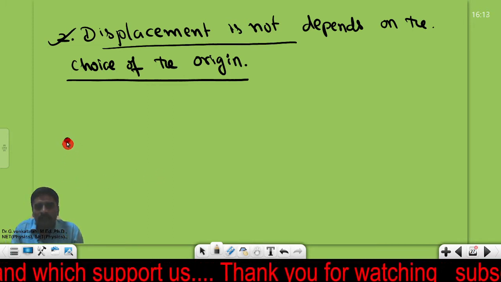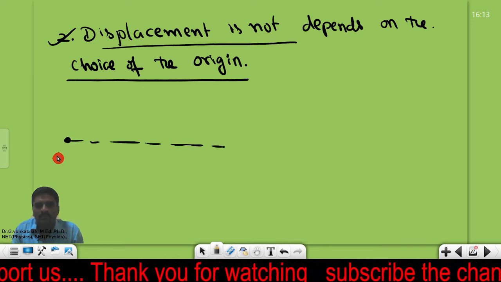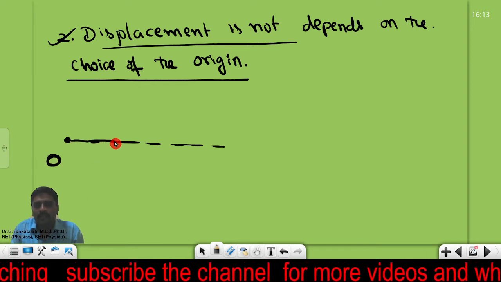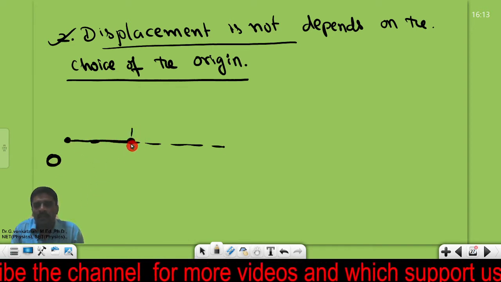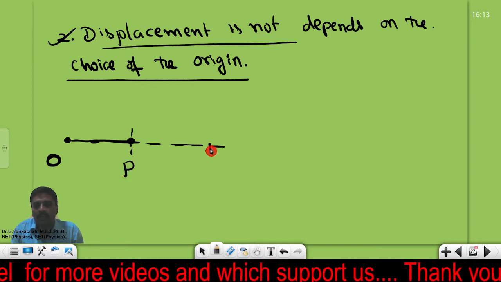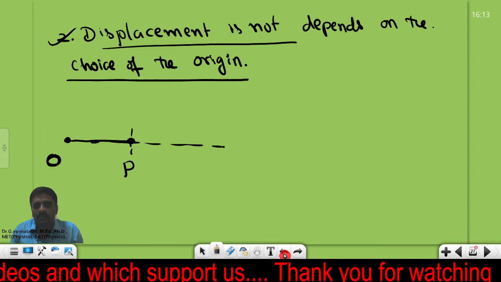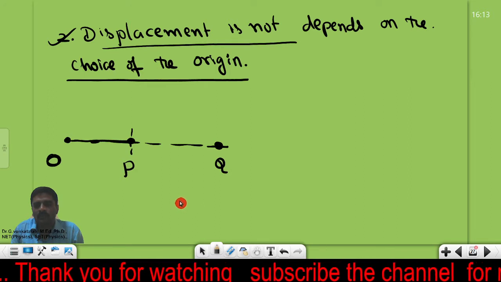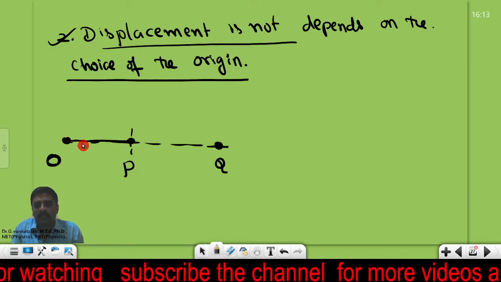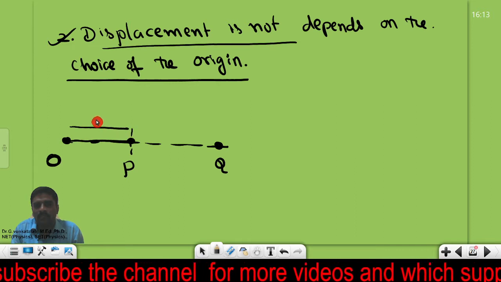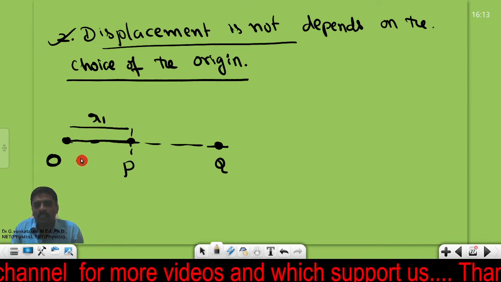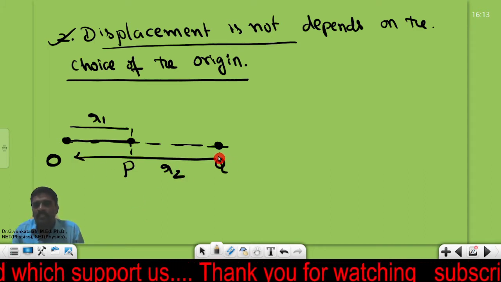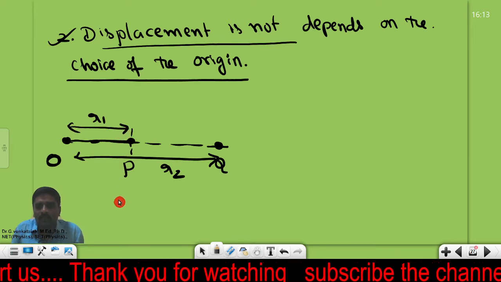In case 1, the origin is somewhere, and the object is moving. Let me take the origin, always denoted with O. In case 1, the initial point of the object is P. The final point the object has moved to is Q. Now, what is the displacement of the body? For the initial point, let me take the position vector R1. For the final position, let me take R2. The shortest distance between the initial and the final position is nothing but the displacement.